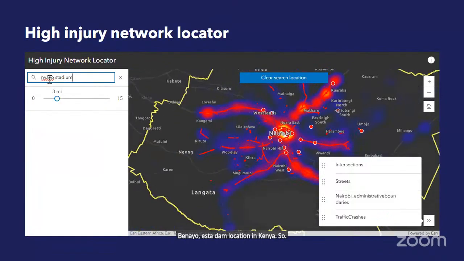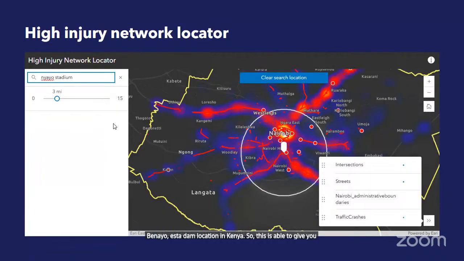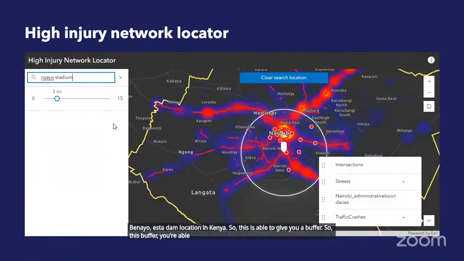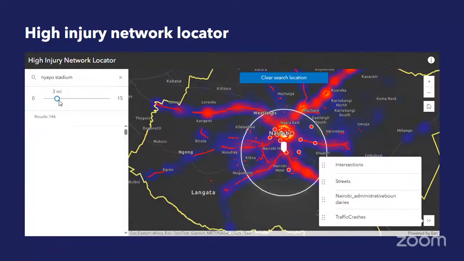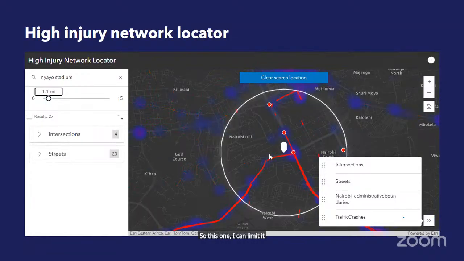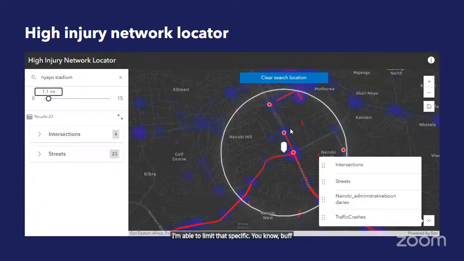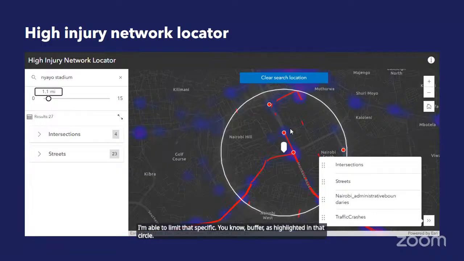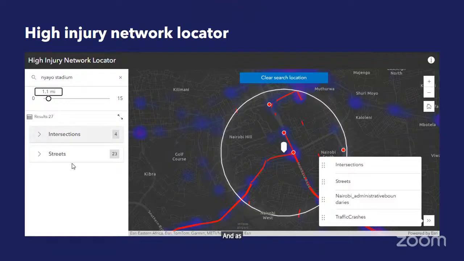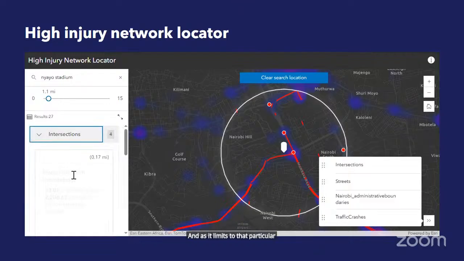So this is able to give you a buffer. This buffer, you're able to limit it to the extent that you want. So this one, I can limit it. If I'm an official from KURA, an official from KeRA, an official from NTSA, I'm able to limit to that specific buffer as highlighted in that circle. And as it limits to that particular area, we're able to see the intersections.